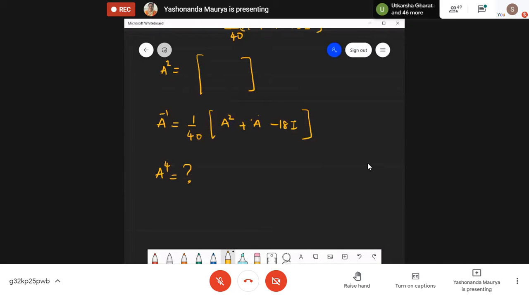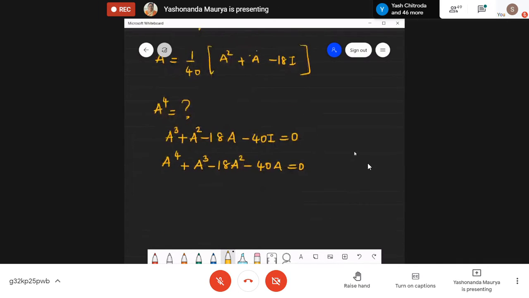See over here, the Cayley-Hamilton theorem gives A cube plus A square minus 18A minus 40i is equal to 0. Now if I multiply this by A, then what do we get? It will be A raised to 4 plus A cube minus 18A square minus 40A is equal to 0. So A raised to 4 is equal to minus A cube plus 18A square plus 40A.